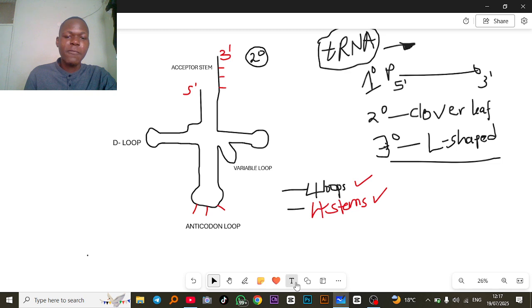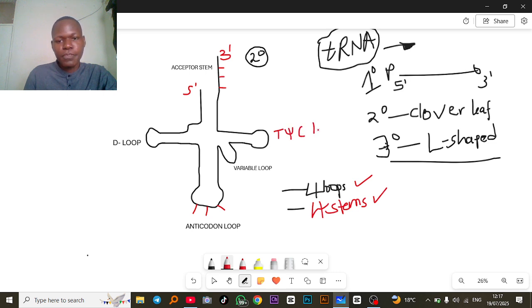And lastly, we have this loop. It's known as the T psi. I don't have the psi symbol, but you can have it noted. Let me just draw it. So it's known as the T psi C loop. We are going to look at each in depth. So T psi loop, and this will be the T psi stem. So what do these individual loops consist of?